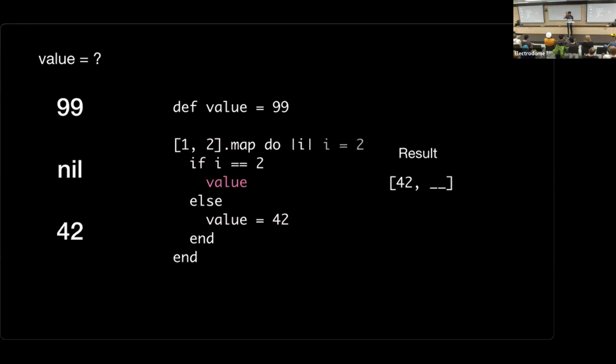Couple. Who thinks nil? Couple more. Who thinks 42? Yep. All right, so this actually is 99. It's a method call. There is a syntax to declare variables to be block local. I've never seen anyone use this.